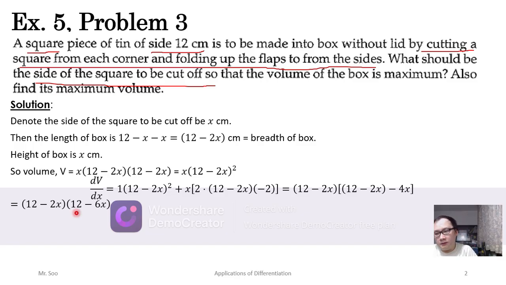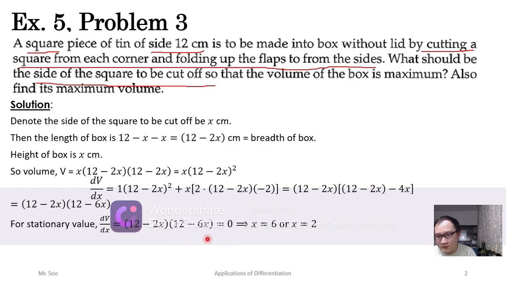Okay, and what's the next step? After you differentiate, you need to find the stationary point or stationary value. So to do that, for a stationary point or stationary value, we require dV over dx to be equal to 0. So you equate to 0, and this implies that either 12 minus 2x equals 0 or 12 minus 6x equals 0. If 12 minus 2x equals 0, x will be 6. If 12 minus 6x equals 0, x will be 2. So here we notice that there are two stationary points.